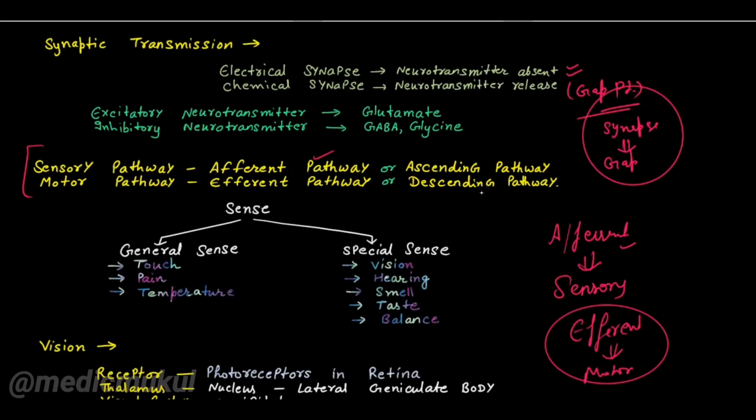Okay, the next is the senses. In our body we have two kinds of sense, general sense and special sense. General sense: remember touch, pain, temperature. Special sense will be vision, hearing, smell, taste and balance.